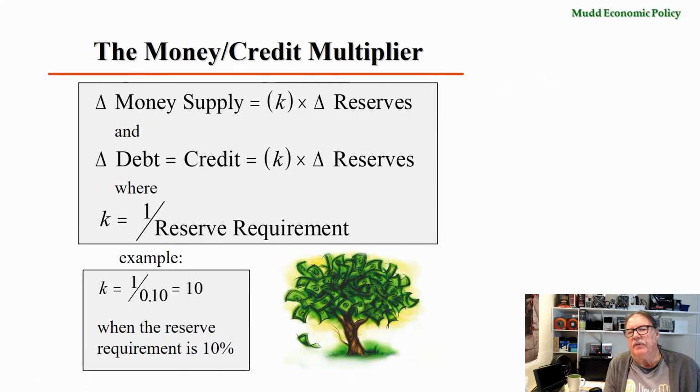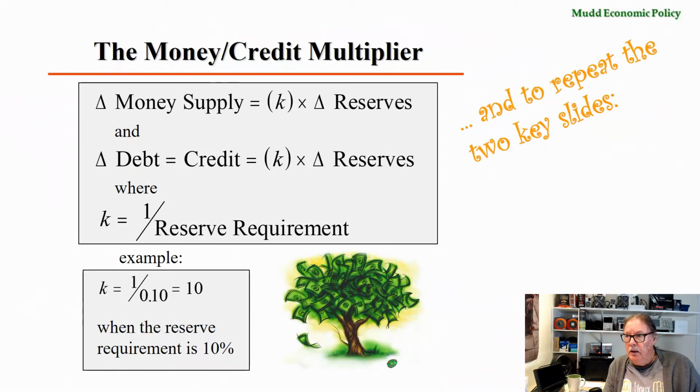And that means that if you increase reserves by some amount, the amount of money and credit that will result, if it is lent out by banks using their free reserves, will be 10 times that amount. The amount of money and credit will be 10 times the amount of reserves that was created by the multiplier. And therefore, we're done.